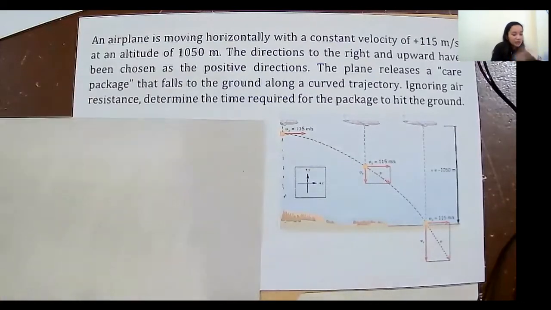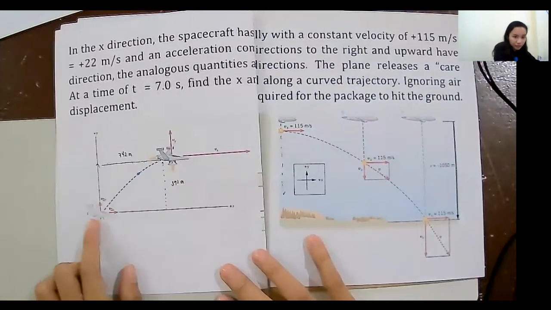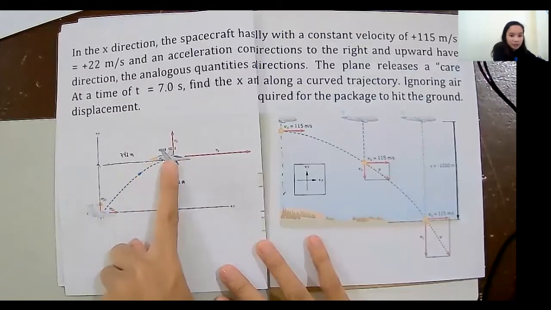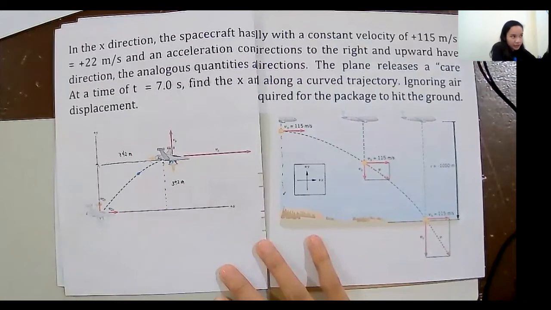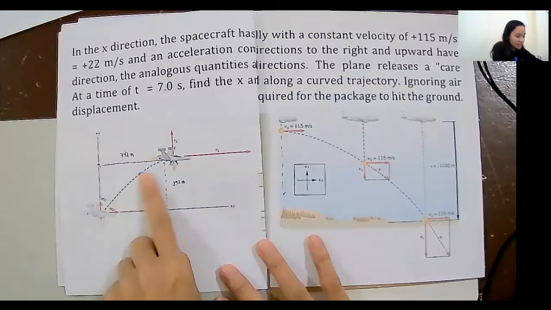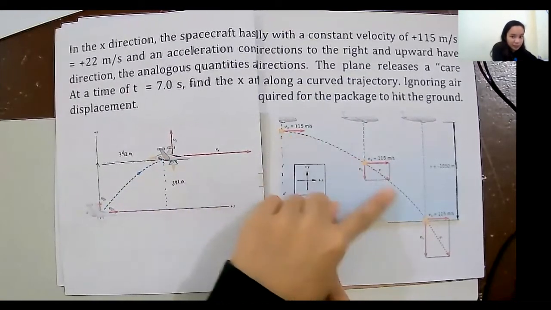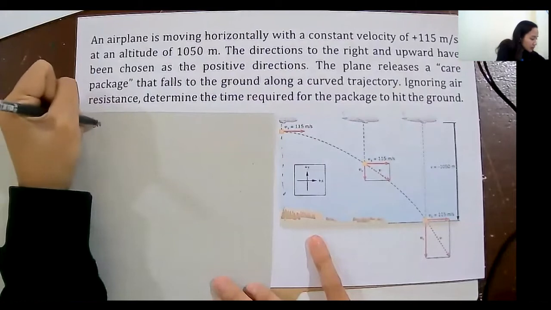So ano yung difference ng problem na ito from the first problem? From the first problem, you can observe yung spacecraft natin nag-fly upward siya, again with a curved trajectory, pero nag-accelerate siya in this manner, paakyat. Unlike for this package, pababa naman siya. So in this problem, ibig sabihin, we can have your given.